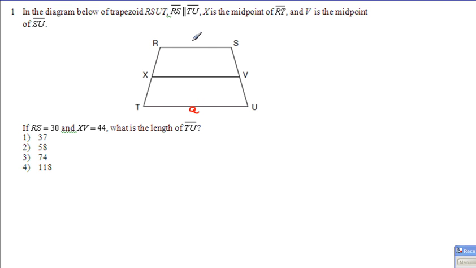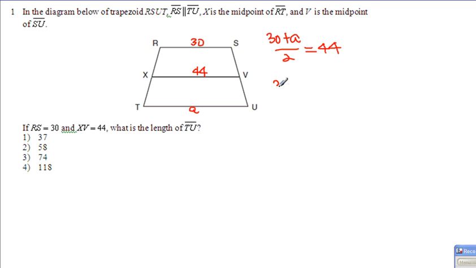Given that RS was equal to 30 and XV was equal to 44, the relationship in this case, given the trapezoid, and this is the connection between two midpoints, is that what we end up getting is (30 + A) / 2. In other words, this 44 has to be the average of those two.